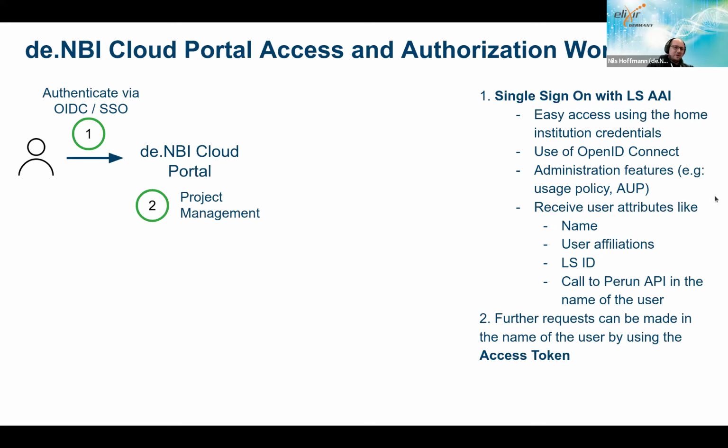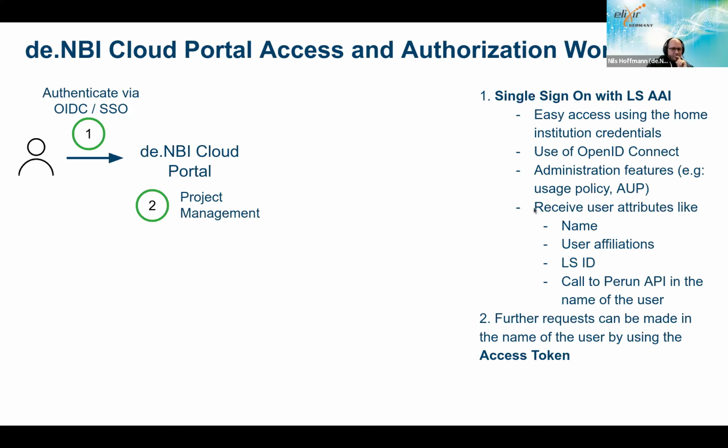We can then, in Life Science AI, configure that certain documents need to be acknowledged by someone who wants to use the application. Or if they want to join the de.NBI virtual organization, for example, they have to accept our usage policy, maybe the data protection policy, and other things that you might have. And this is all configurable.